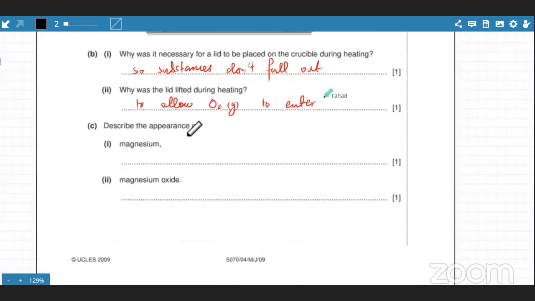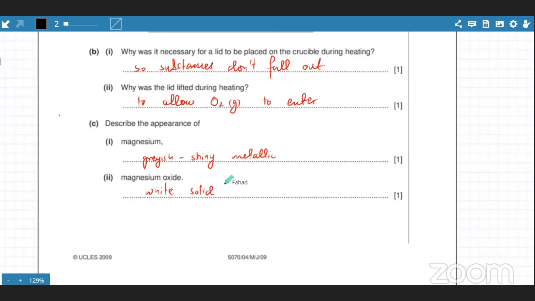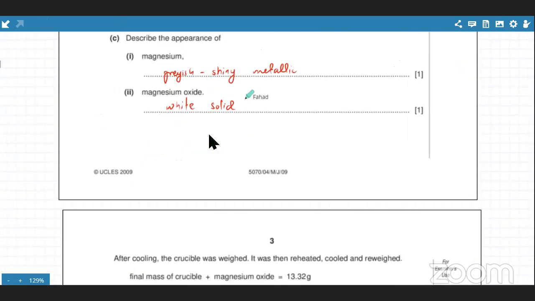The next part is describe the appearance of magnesium. Magnesium is like any other metal. It's a grayish, shiny, metallic substance. And the appearance of magnesium oxide, MgO: remember, transition metals have colored compounds. But if a metal is not a transition metal, it's not going to be a colored compound. It's going to be white in color. So this is going to be a white solid. It's a group 2 metal. Group 2 metals are white in color. The next part of the question, let's move to the next page.